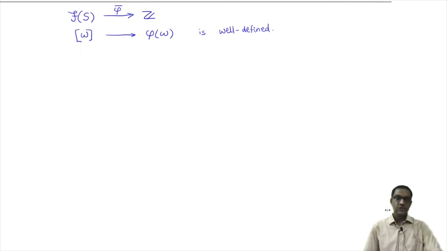So this is the number of A's minus the number of A primes. This gives me a well-defined map from the free group on S to Z. S, remember, is just a singleton here. So firstly, it's well-defined, and now I claim that this is actually the isomorphism that we want. First, let's show that it's a group homomorphism.